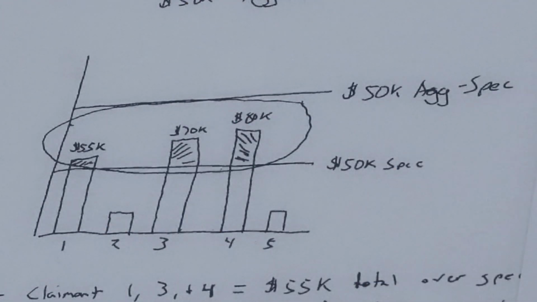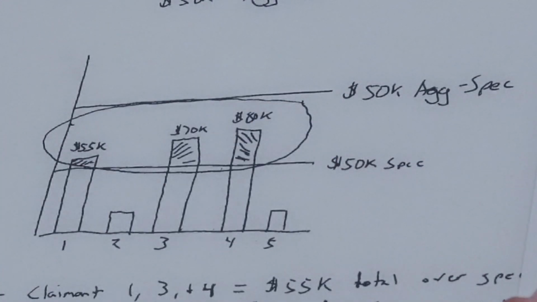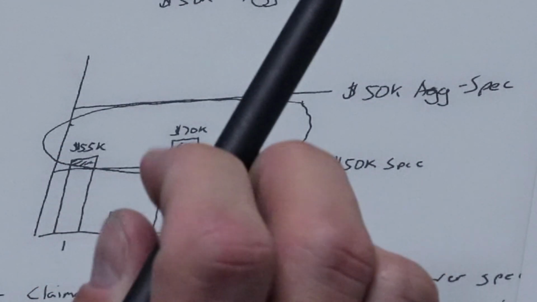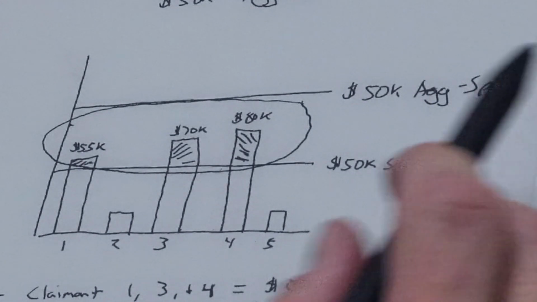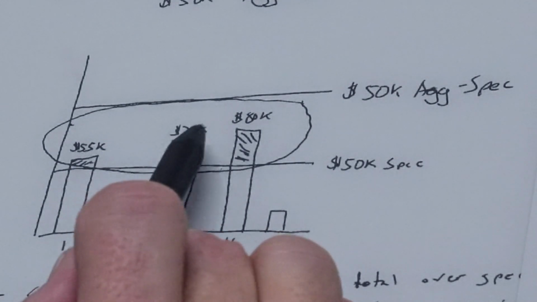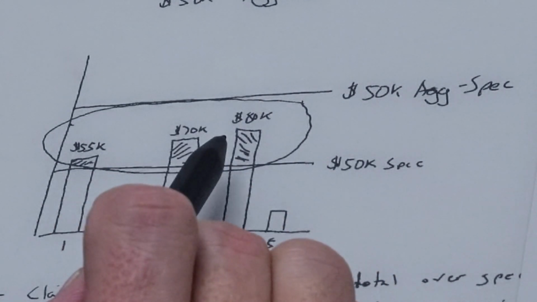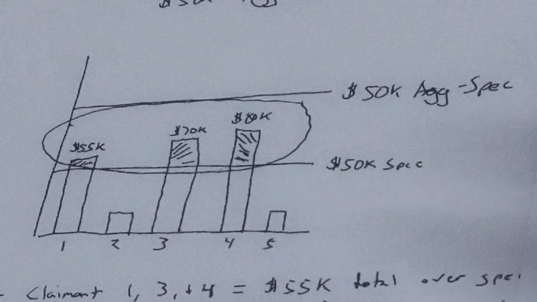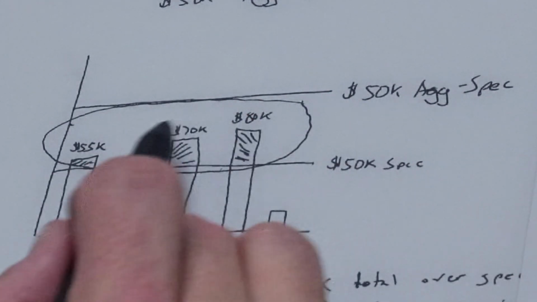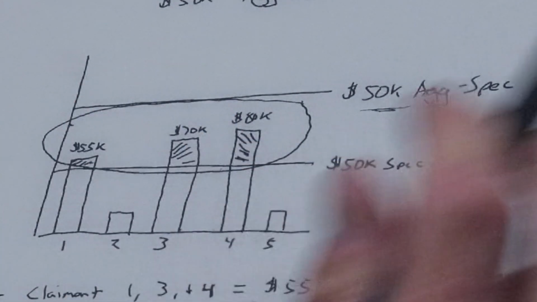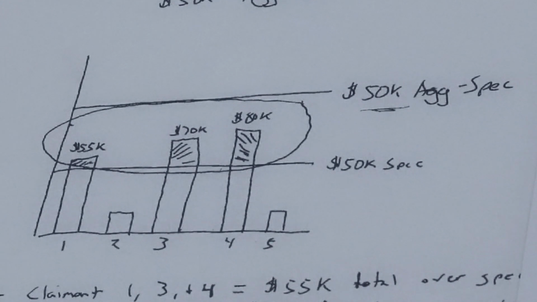In this scenario, where there's a second layer, this agg-spec or family deductible, we now have to also satisfy that additional $50,000. So in this example, I have a $55,000 claimant, a $70,000 claimant, and an $80,000 claimant. None of those individuals have gone above both risk layers. But 70,000 is 20,000 over, 80,000 is 30,000 over, so that's 50. And then 55,000 is 5,000 over. So $55,000 total over spec. Well, in that situation, we've now also satisfied the second layer in the agg-spec, so that $5,000 left over is now reimbursed by the stop loss carrier.